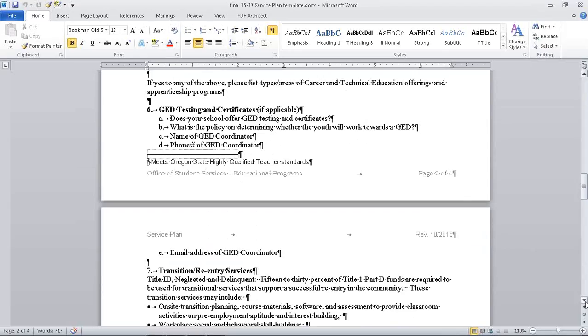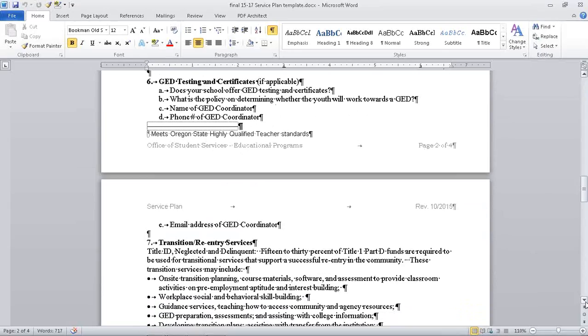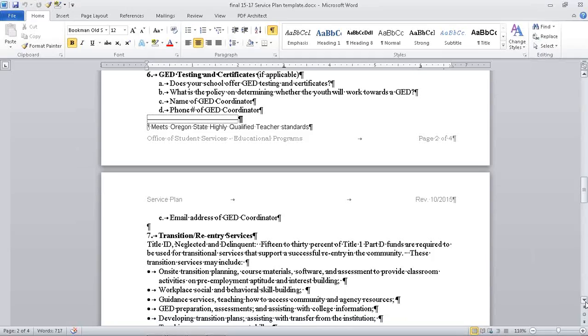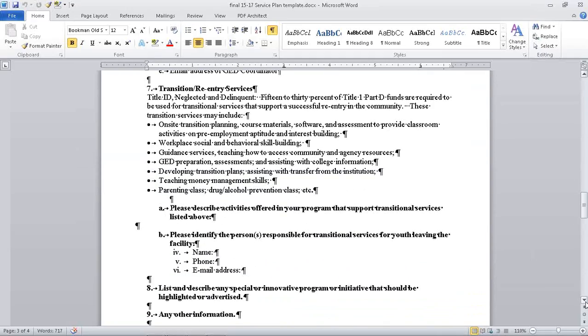Number 6, if your JDEP, long-term care treatment, or YCEP site offers GED and so forth, then we're asking for that information. And number 7, this is a requirement for Title 1D. Although JDEP do not receive Title 1D Part D, Subpart 1 from us, many of the JDEP sites do receive Title 1 Part D, Subpart 2, and they have the same requirements where 15 to 30% of the Title 1D funds have to be spent on transition services. So we want to know what those transition services are, and each site should have a transitional person assigned, and that's one of the things the feds asked of us.